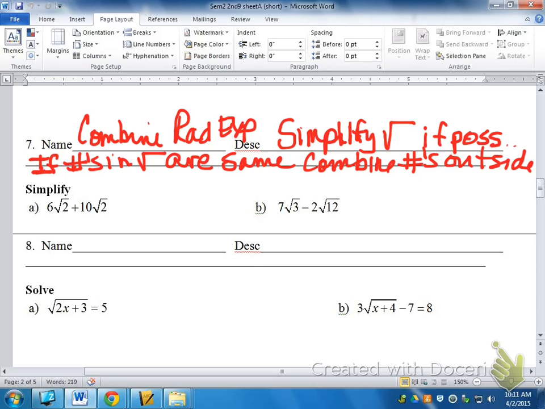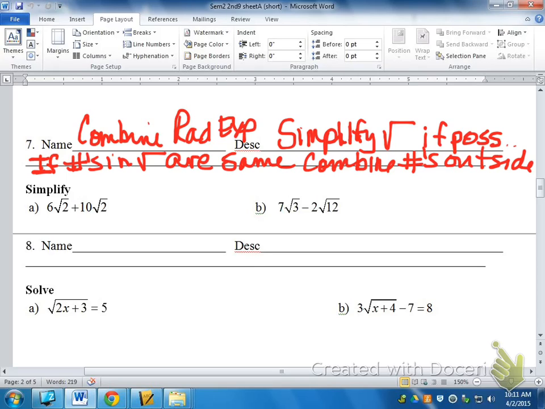You know how you can only combine x's with x's and y's with y's and x squareds with x squareds? Same thing is true with radicals. You can only combine radical 2's with radical 2's and radical 5's with radical 5's and so on. So that's what you're looking for. If they are different, they can't be combined, just like you can't combine an x and a y, and you just leave that problem as one long problem or expression.